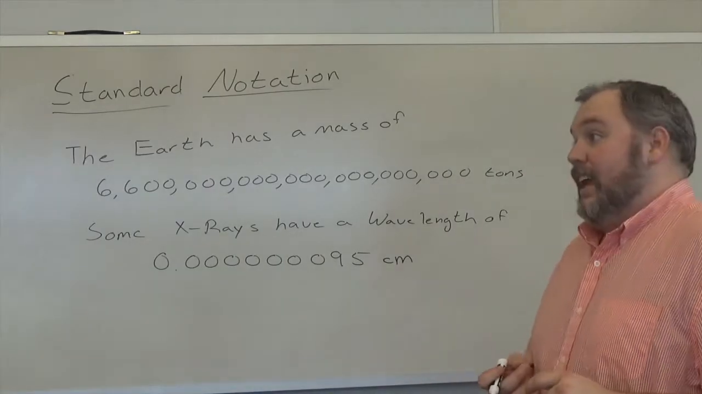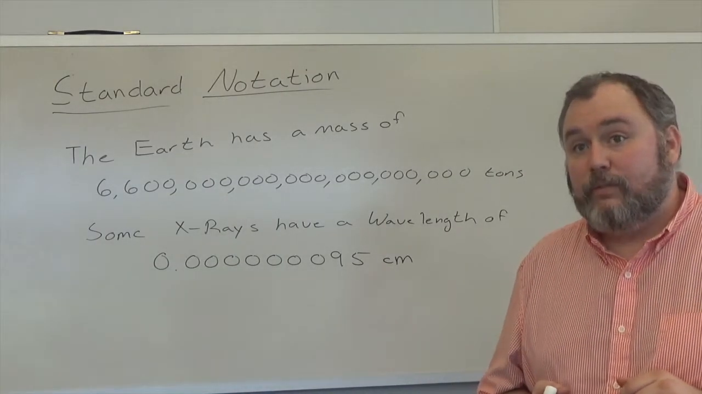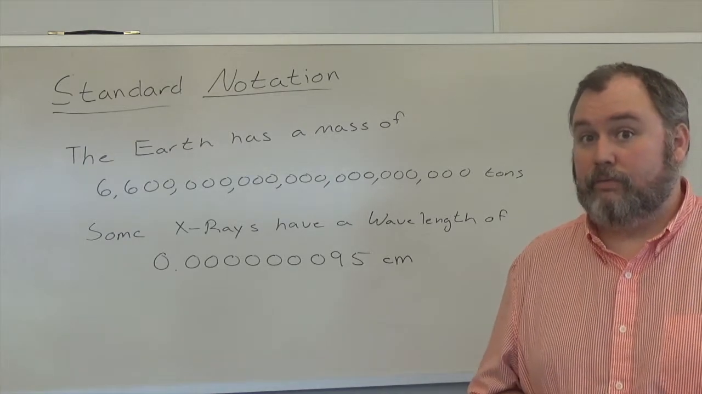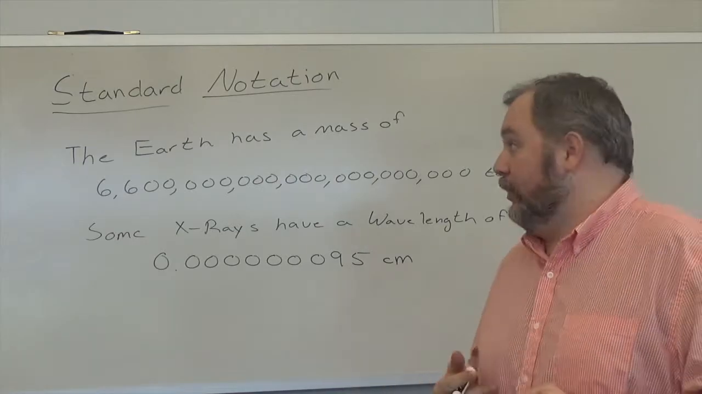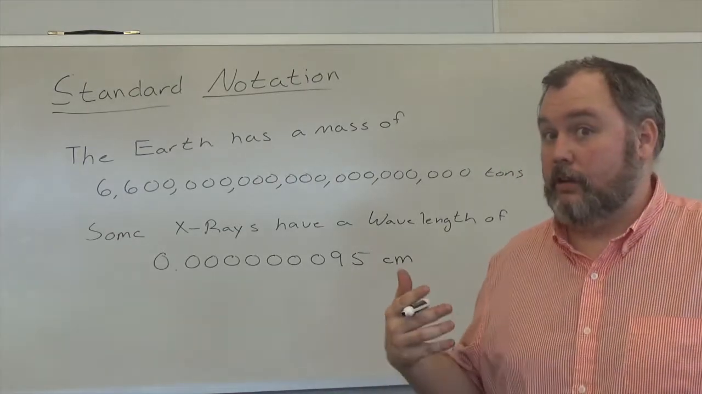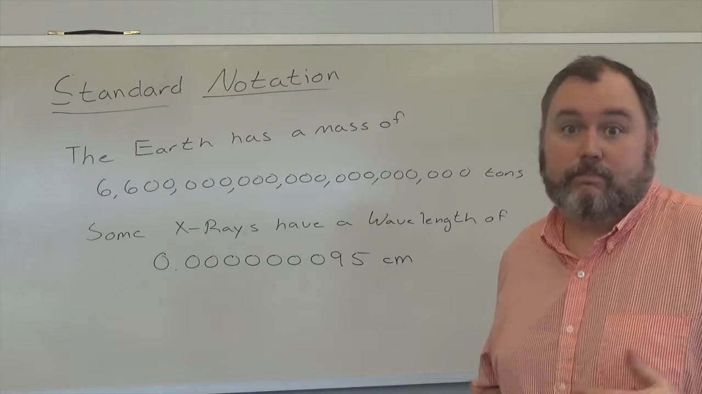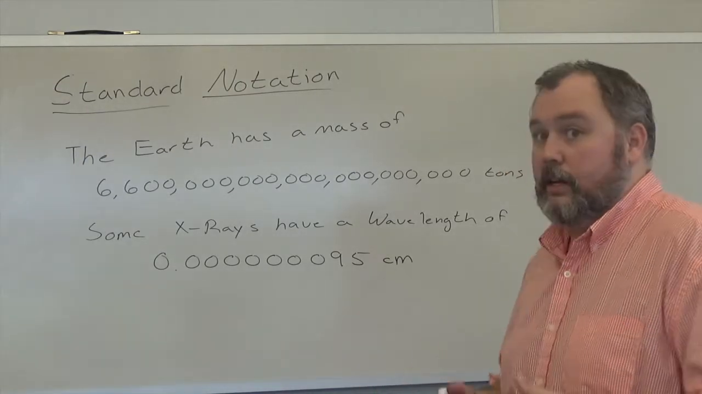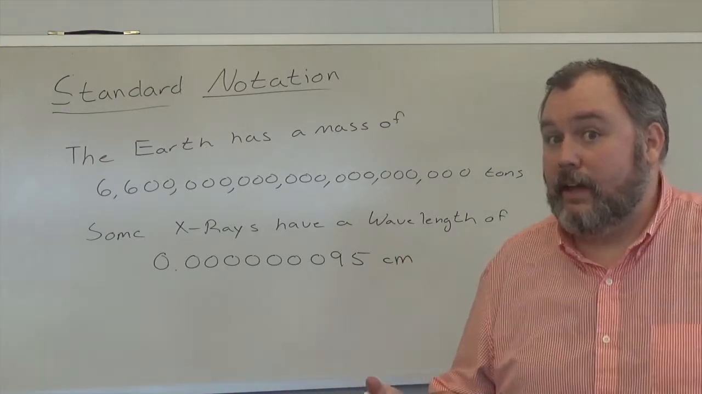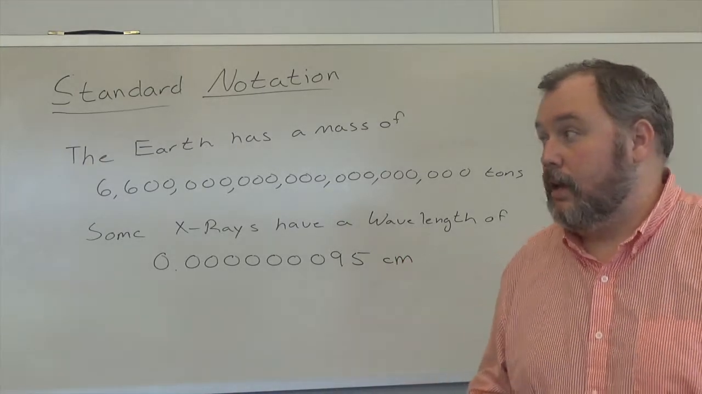In scientific and technical work, we oftentimes find numbers that are really inconvenient for us to work with, such as what's behind me. We have the Earth's mass, which happens to be a number that I don't even know how to say. I could Google it, but I'm not. All right, and then look at the next one. Some X-rays have a wavelength of, here's another number. I don't even know how to say. I could look it up, but I'm not.